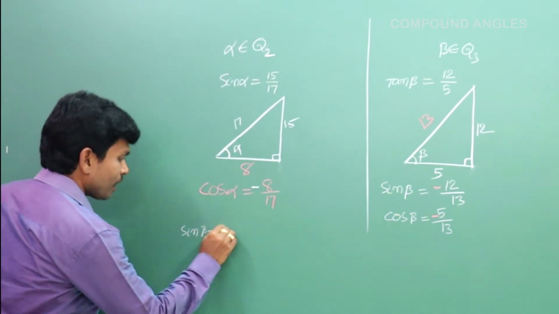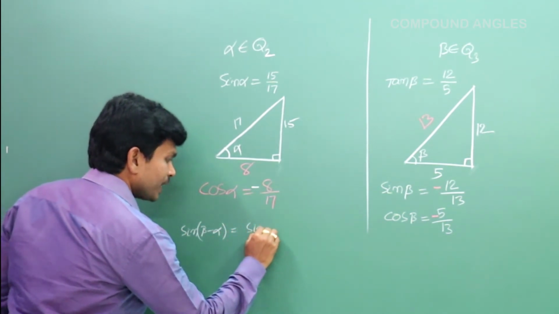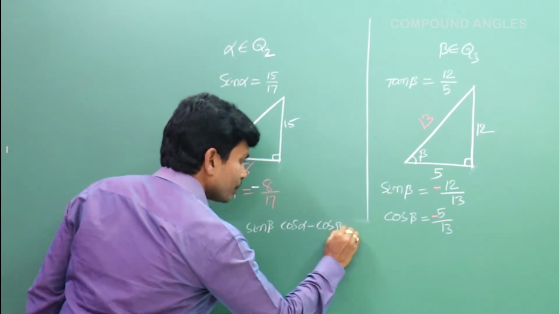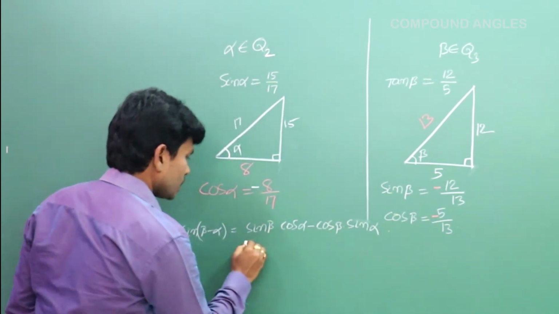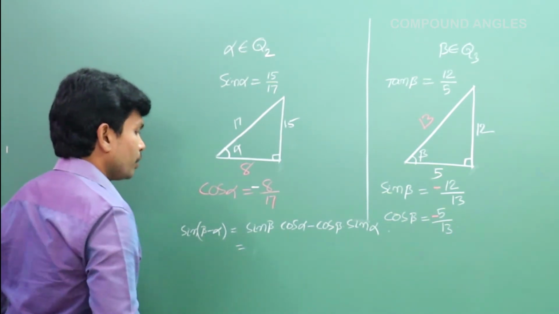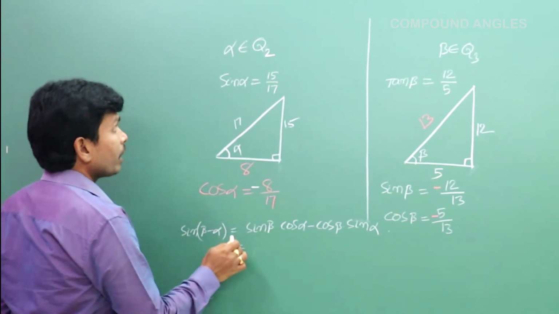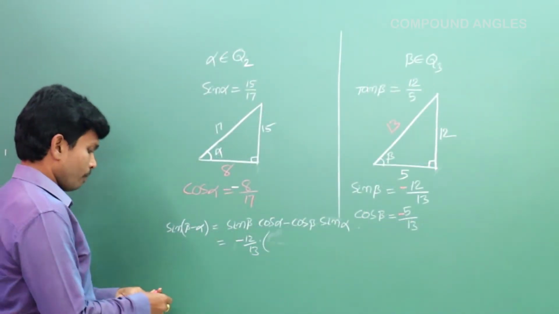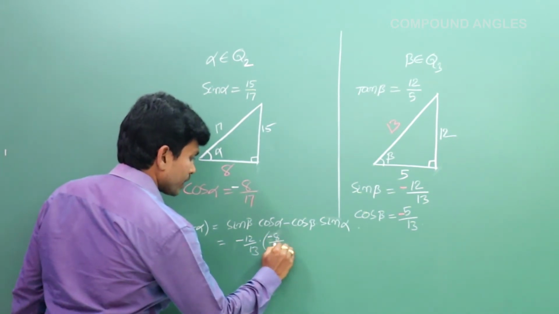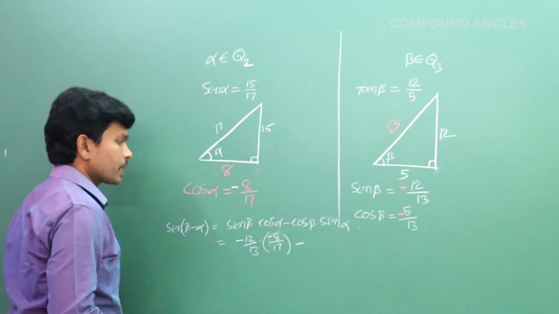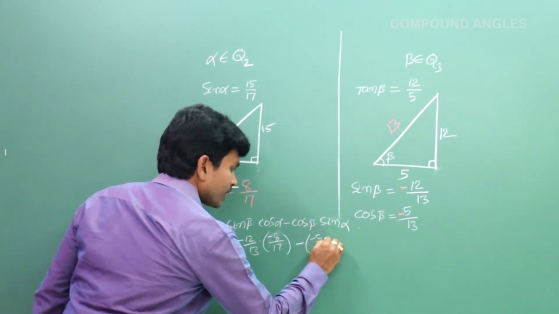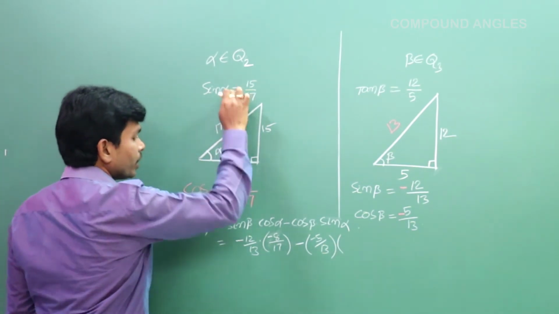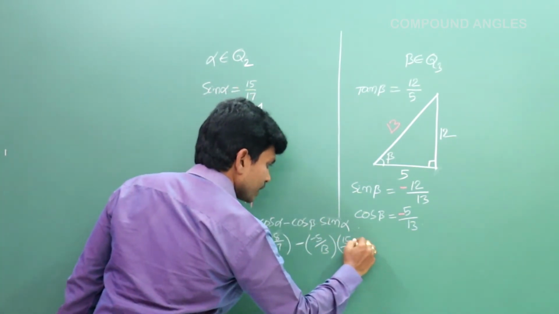So now our problem is sin beta minus alpha. Sin of beta minus alpha is equal to sin beta into cos alpha minus cos beta into sin alpha. And now you take it, sin beta value, how much? Minus 12 by 13. Cos alpha value, minus 8 by 17. And again minus cos beta, minus 5 by 13. And this is cos beta, and sin alpha value is 15 by 17.